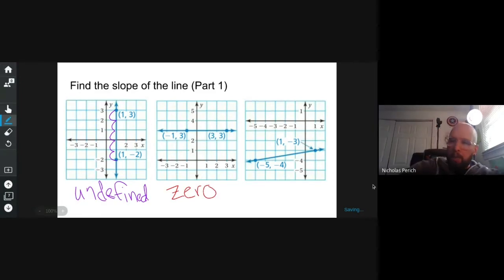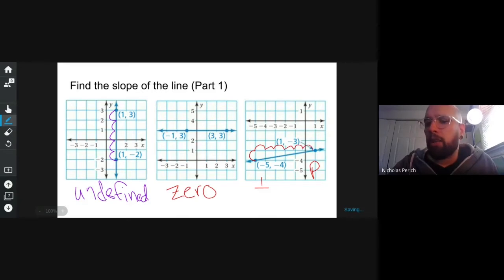Does that happen here? No. So I have 2 points. I determine if it's positive or negative. I go from one point to the other, up 1. So I have positive 1 over 1, 2, 3, 4, 5, 6. 1 over 6. I went up 1, I went right 6, which means positive.